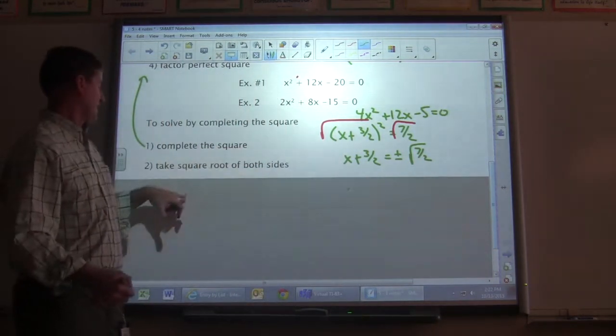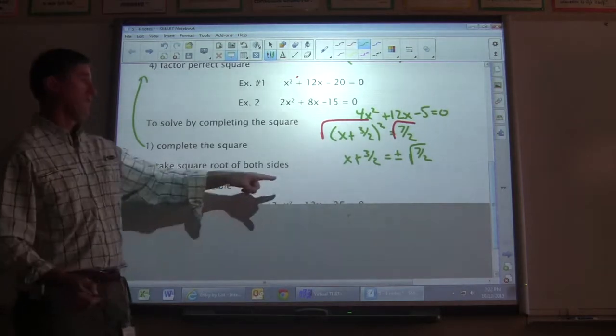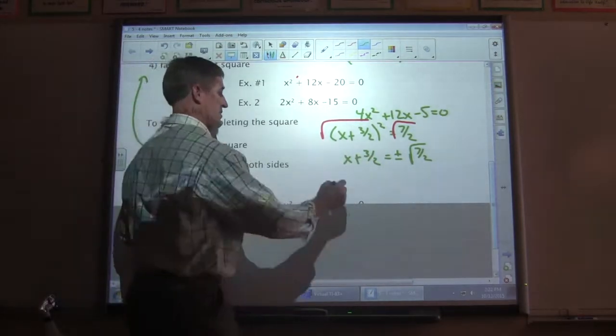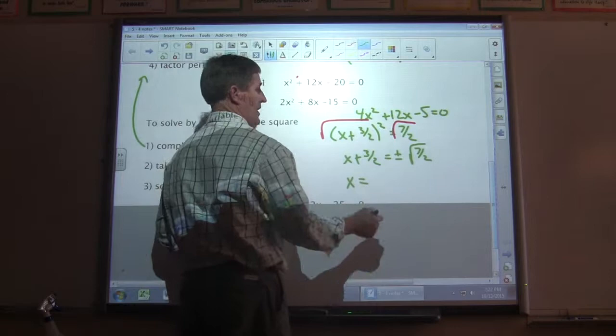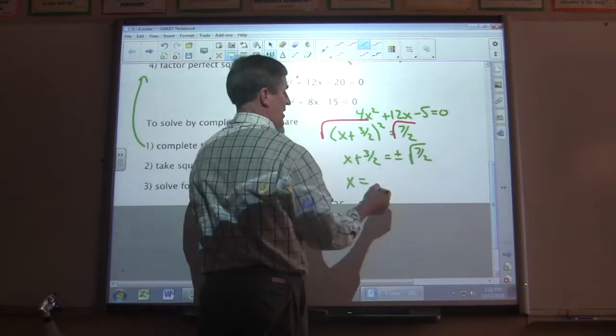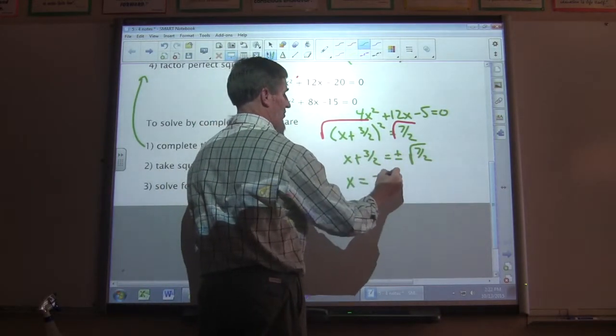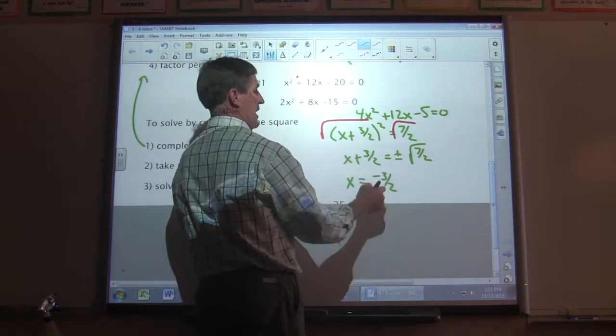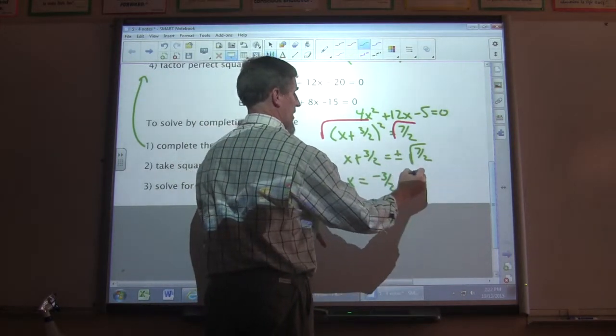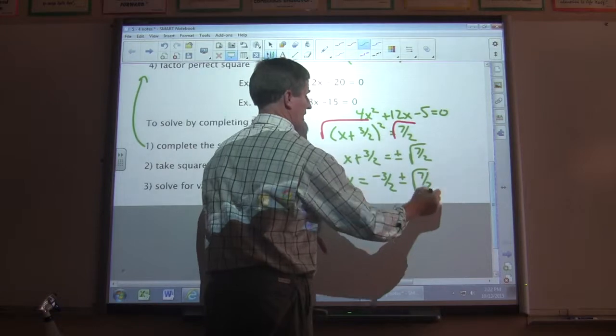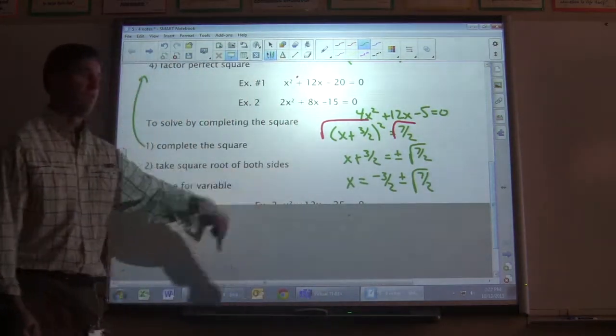So we've done that, we've taken the square root, and lastly, we solve for the variable. So to get rid of plus 3 halves, we subtract. Now, you can put it after it. Most of the time, the book will write it in front, so since it's minus, they'll put a negative 3 halves, plus or minus the square root of 7 halves. And now we've finished the problem.